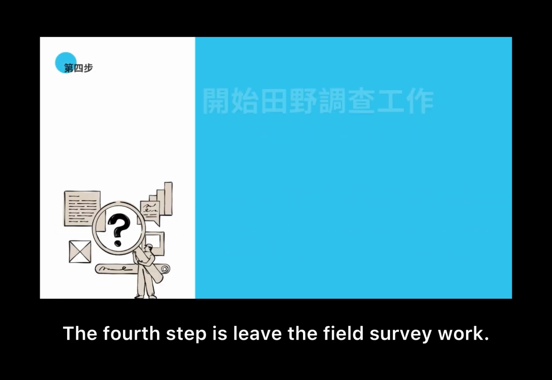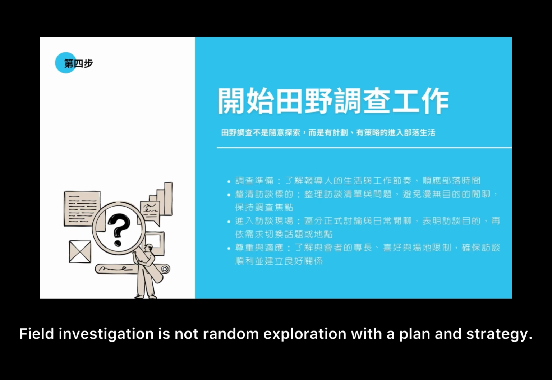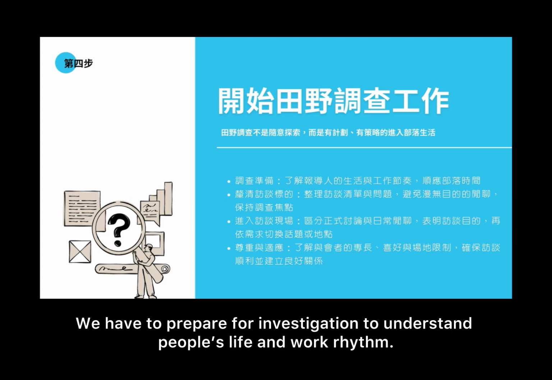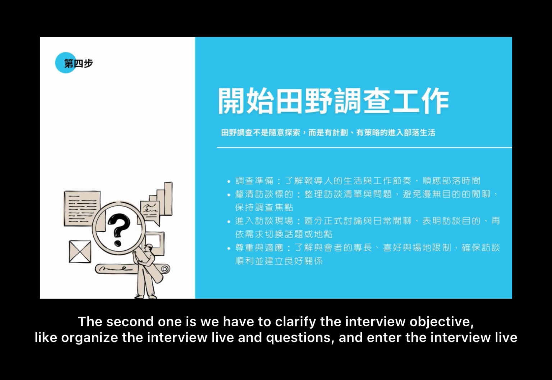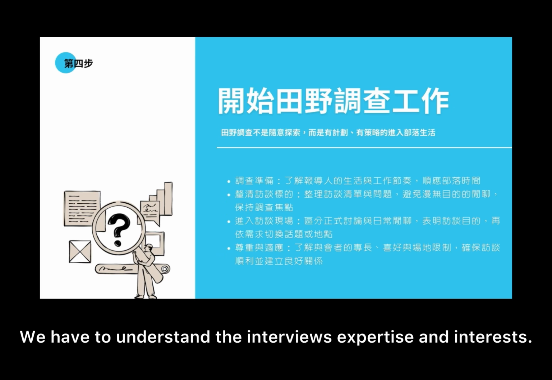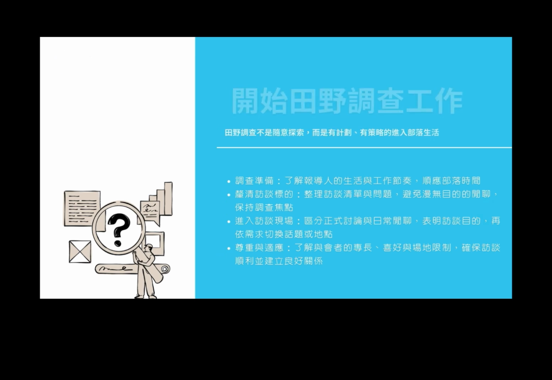The fourth step is leave the field survey work. Field investigation is not random exploration, it needs a plan and strategy. We have to prepare for investigation to understand people's life and work rhythm. The second one is we have to clarify the interview objective, like organize the interview questions. And enter the interview site, like distinguish whether it is a discussion or a chat. And also respect and adaptation. We have to understand the interviewee's expertise and interests.